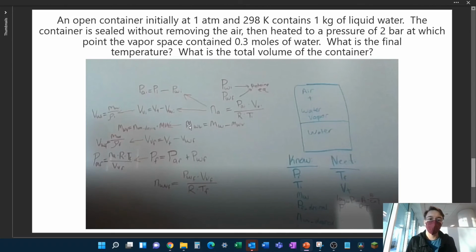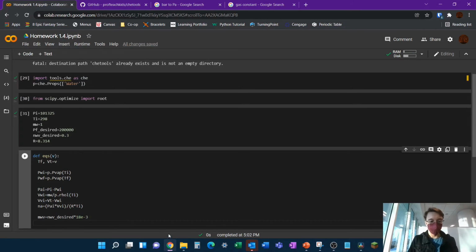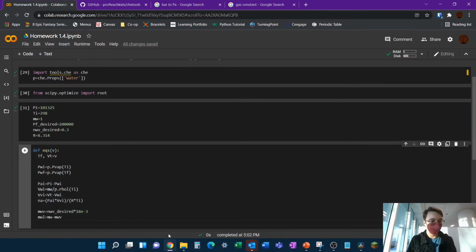Then the mass of the liquid water is equal to the total mass of the water minus the mass of the water vapor. So the mass of the liquid water is equal to the mass of the water minus the mass of the water vapor.